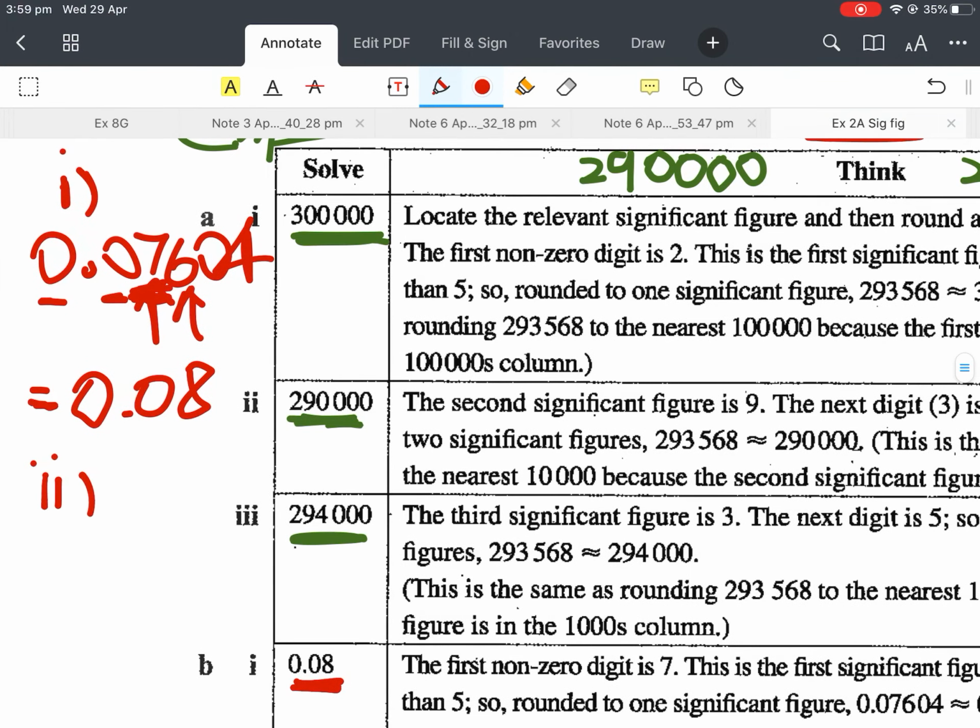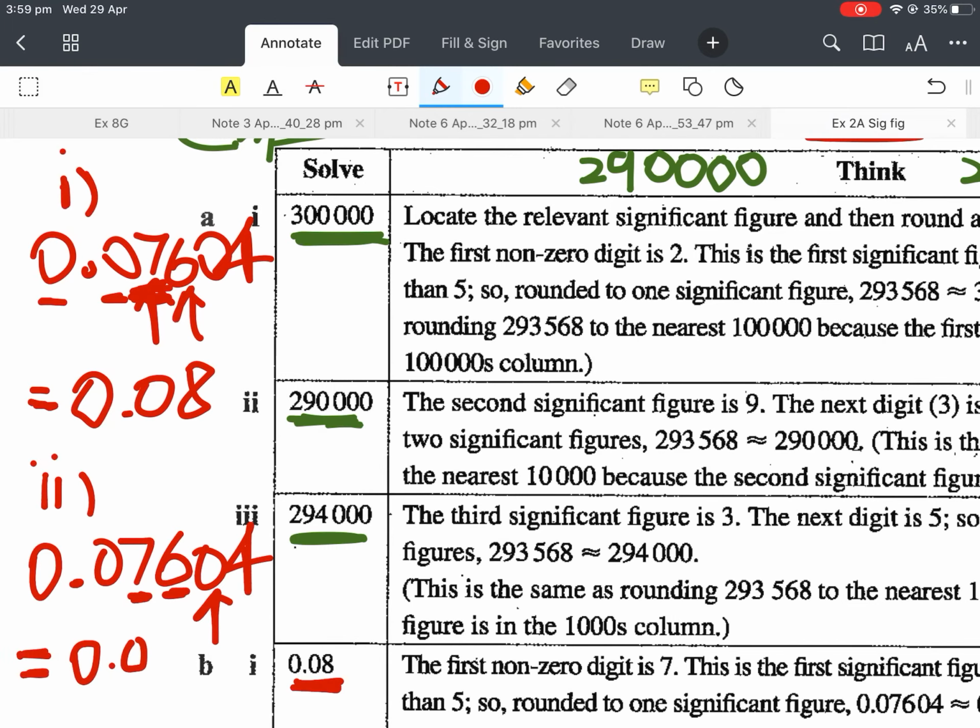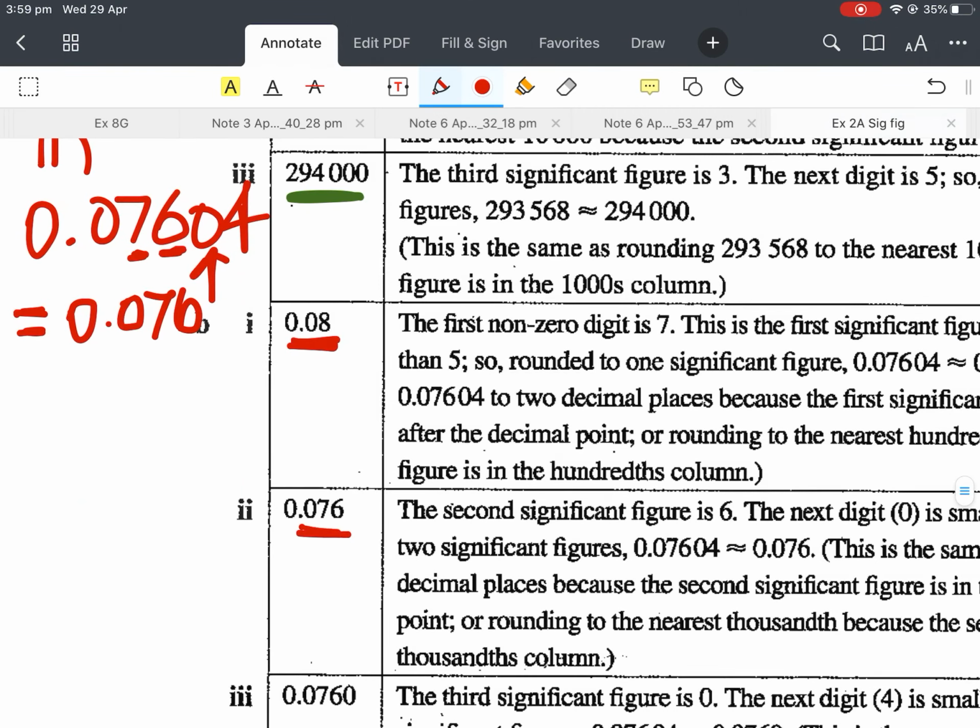So in part 2 we have 0.07604 again. So again, my first significant figure is the first counting number, so my second significant figure comes after that, no matter if it's a 0 or not, okay? So this time it's a 6, but I need to look at the third one, which is a 0, and apply my rounding rules. Rounding rule says 0 means I don't round up, so I leave my answer as 0.076. Let's check and see if we got the same. Yep, we did. There it is there.